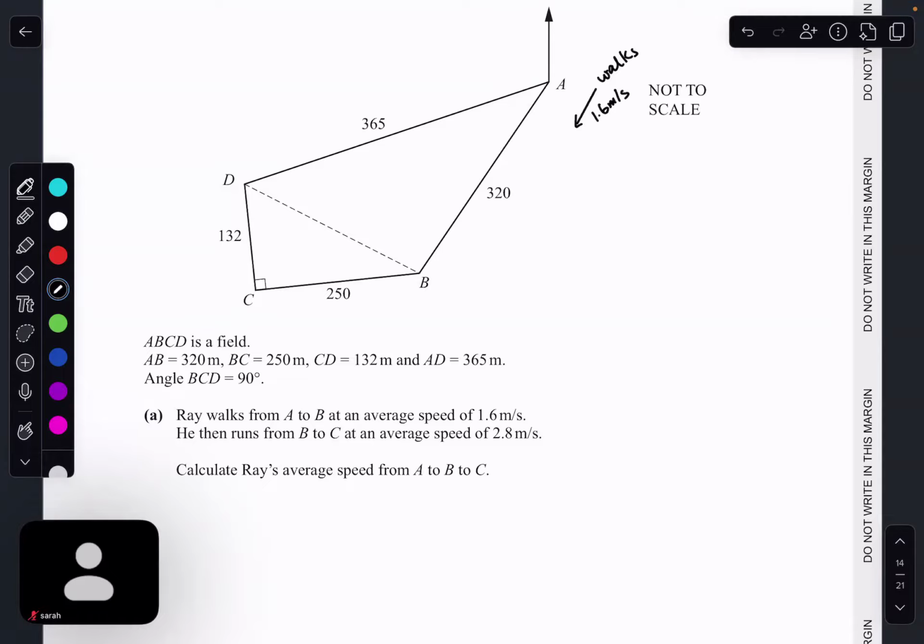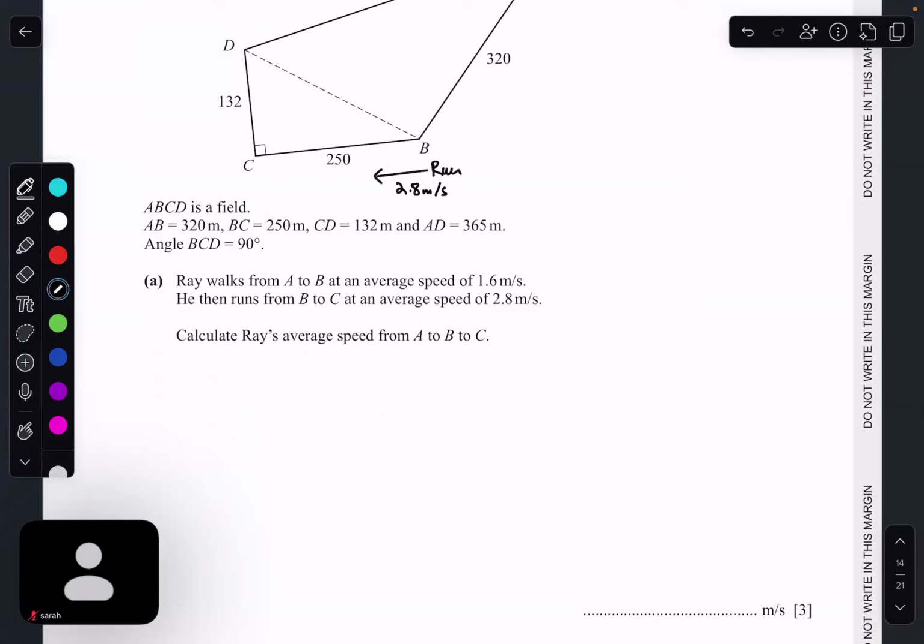Right? This is the speed. And he then runs from B to C at an average speed of 2.8 meter per second. So over there, he was walking. Right over here, he's running at 2.8 meter per second. Okay. Calculate Ray's average speed from A to B to C. The average speed. What is the average speed? I'm going to write the formula. Average speed is? Anyone?